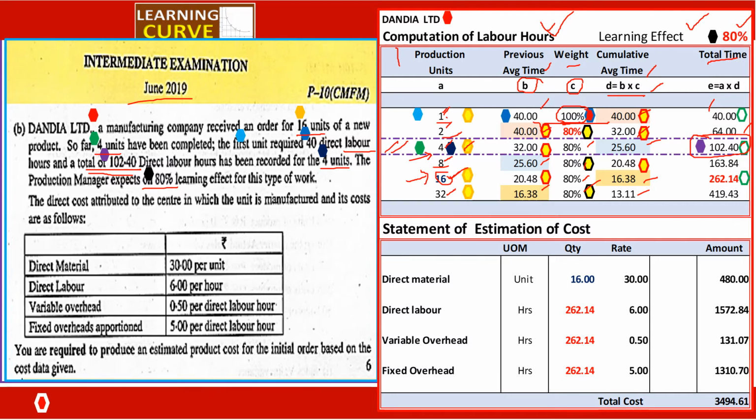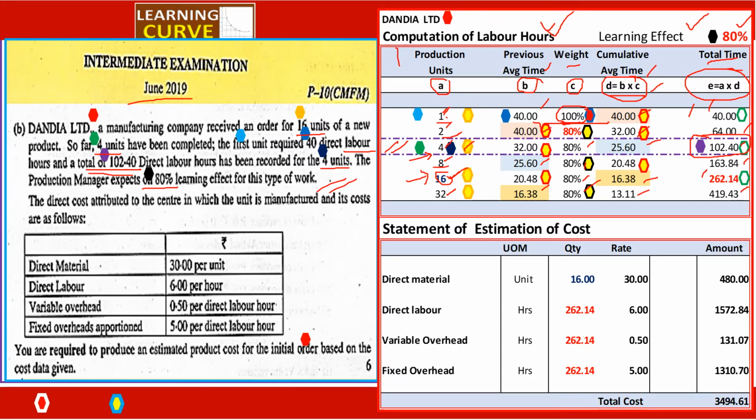Then 20.48 into 8 is 163.84, 16 into 16.38 is 262.14. Similarly, we come to 32, 16.38 into 13.11 is 419.43. This is the total hours required, that is A into D, at each level of production. For 1 unit 40, for 2 units 64, for 4 units 102.4, for 16 units 262.14. Now we have come up to this level.